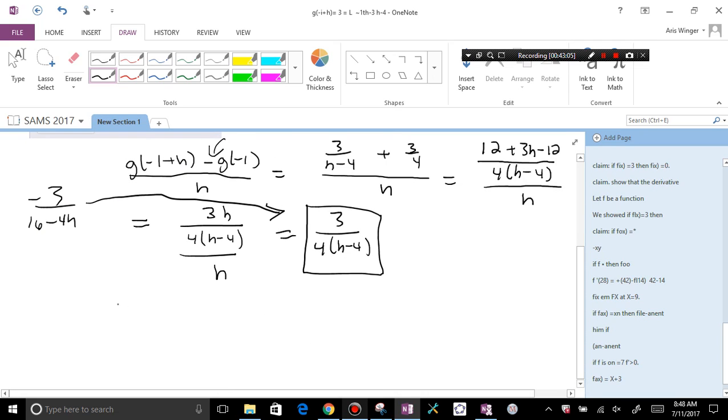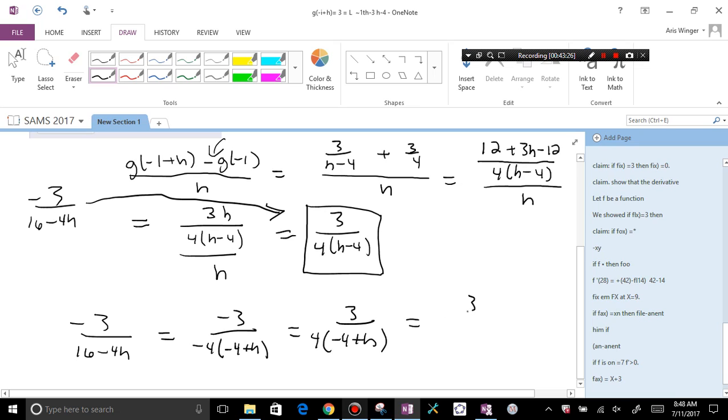Let's go ahead and show this. So negative 3 over 16 minus 4h is equal to negative 3 times negative 4 times negative 4 plus h, which is equal to 3 over negative 4 plus h, which is equal to 3. I'm sorry, there's a 4 here, right? 3 over 4 times h minus 4.